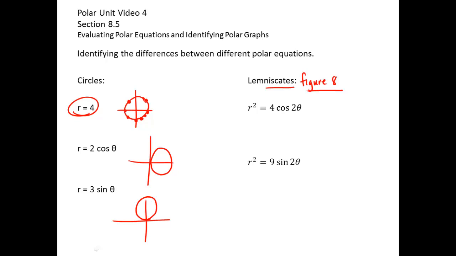These are the ones we had when we had the r squared involved, where we would have to take the positive and negative. And because we're doing that, we're actually going to be eliminating two of our quadrants. So my cosine graph for this is going to look like this type of figure eight. And this 4 determines the size of that, how big it's going to be, so how far these are traveling out to their max. The 9 here will do the same, except this one is going to be on a diagonal. So it's actually going to look like this.